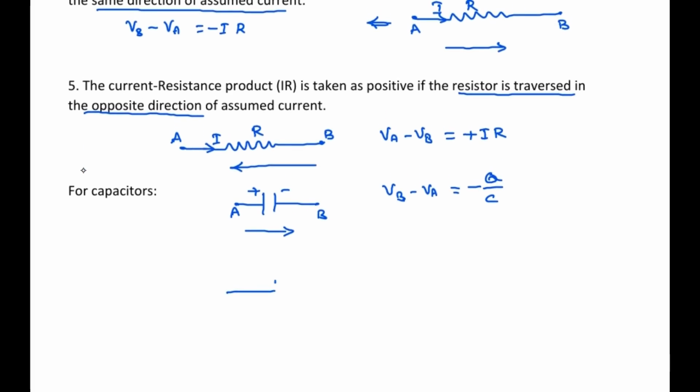Suppose we take the same thing, but the direction is opposite. It is A and it is B, positive and negative. We are moving from the negative to the positive plate. Then the potential difference will be the final potential, meaning potential at A minus potential at B. That is nothing but plus Q by C. So these are the sign conventions we need to use to apply Kirchhoff rules.